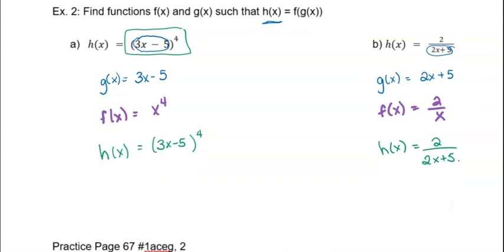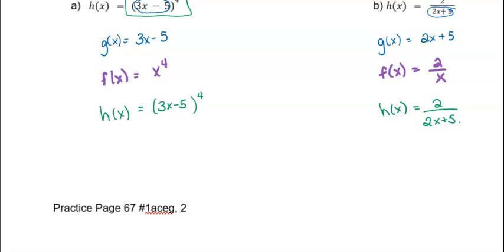For practice, you're just going to do page 67. This is back to the review, so we're just backing up a bit. Be sure to do 1 A, C, E, and G and question 2.